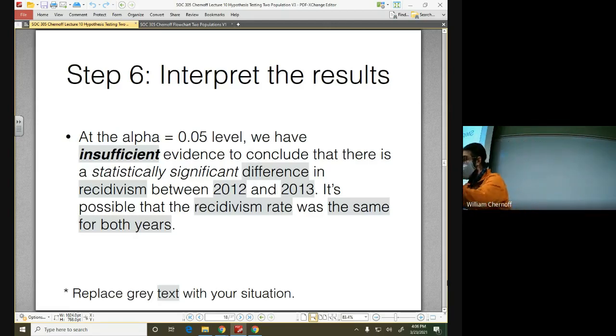So it's possible that that doubting scientist was correct, the person who said, oh, there's no difference, this policy is not going to change anything. We can't rule it out. We don't have enough evidence to say that they're wrong.